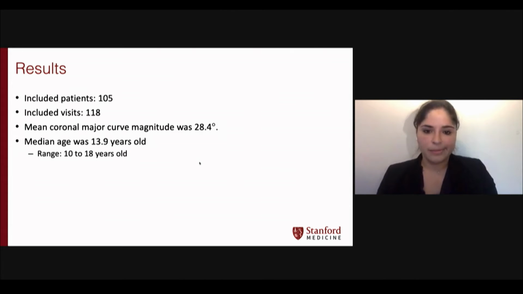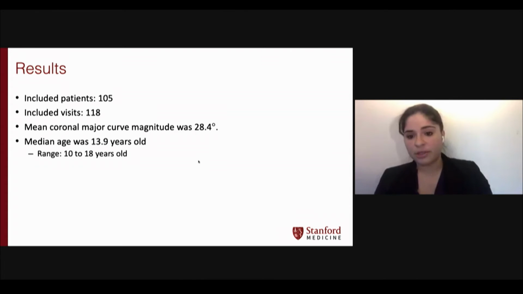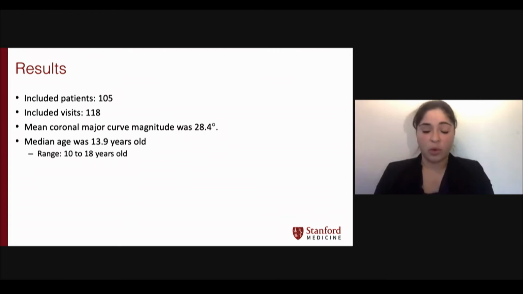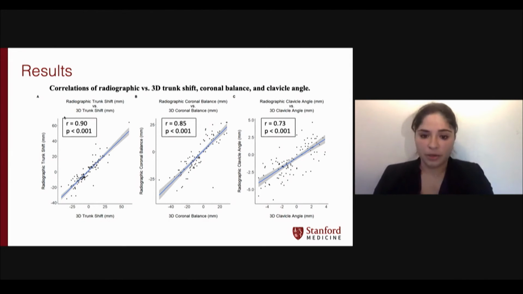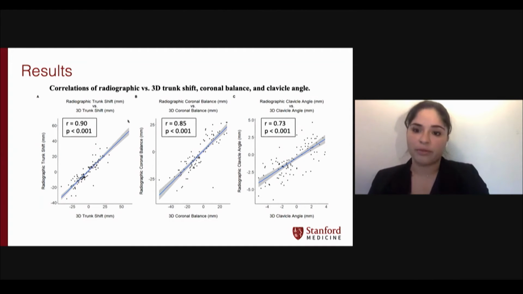Our data set included 105 unique patients and 118 visits, so some patients did come back for follow-up. The mean major curve magnitude was 28.4 degrees, and the median age was 13.9 and ranged the entire span of our included range of 10 to 18 years. In the figures shown, comparisons were made between radiographic and 3D measurements of trunk shift on the left, coronal balance in the middle, and clavicle angle on the right. You can see the correlations were pretty high between the 3D and radiographic measurements. They were 0.9, 0.85, and 0.73 respectively.